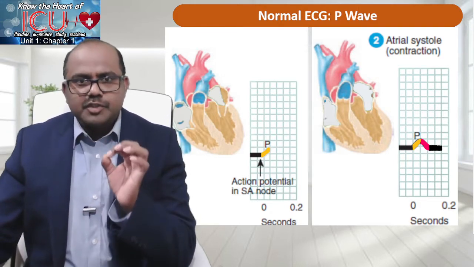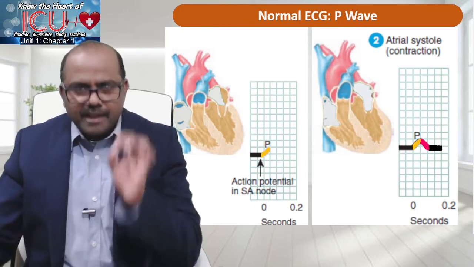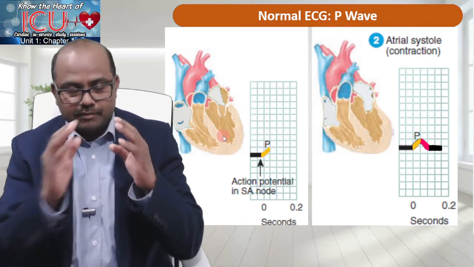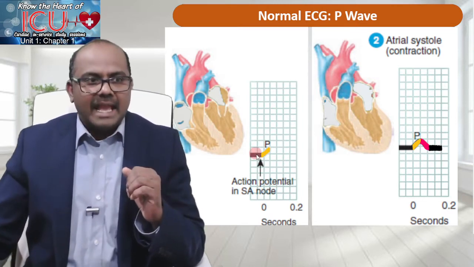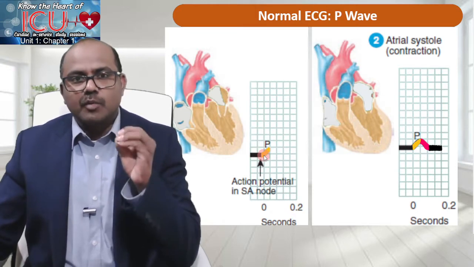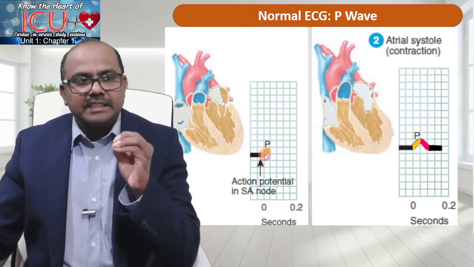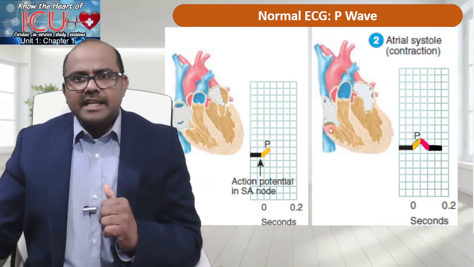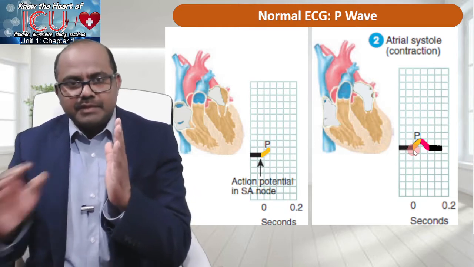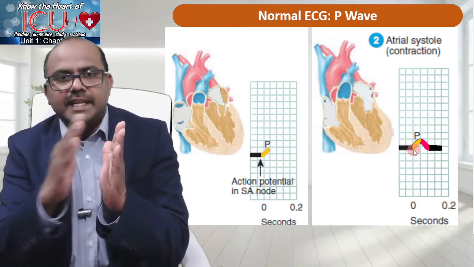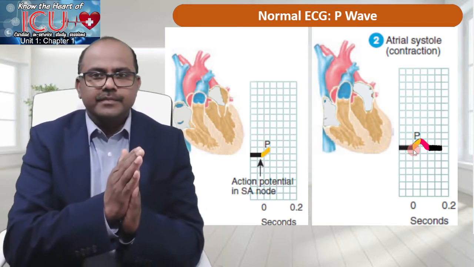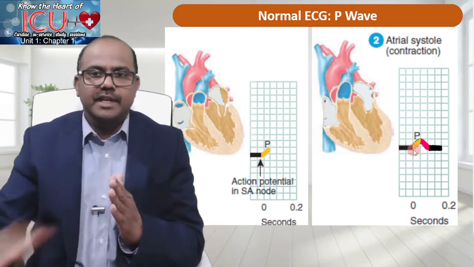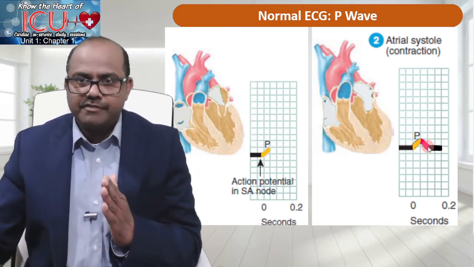So when the SA node fires, your right atria receives the impulses first, and those impulses create the right atrial depolarization, which you can see as the first half of your P wave. And when the electrical impulse reaches the left atria, that's the second closest to the SA node, it travels through the interatrial bundles and reaches the left atria. That forms the second half of your P wave.